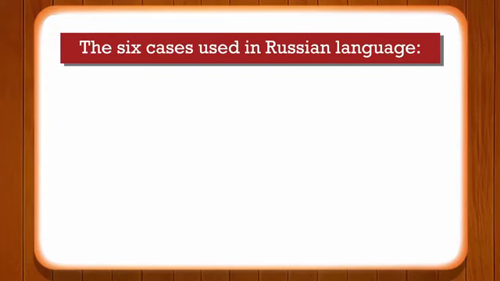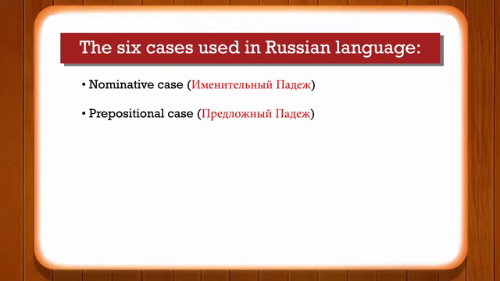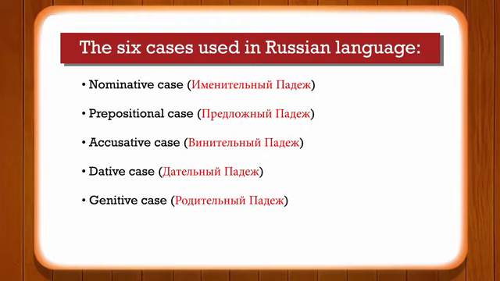There are 6 cases in the Russian language. Cases are an integral part of Russian grammar. With the help of these cases, one can understand the meaning or expression of a sentence in a correct manner. So now let's look at these 6 cases used in the Russian language. The 6 cases are the nominative case, prepositional case, accusative case, dative case, genitive case, and the instrumental case.